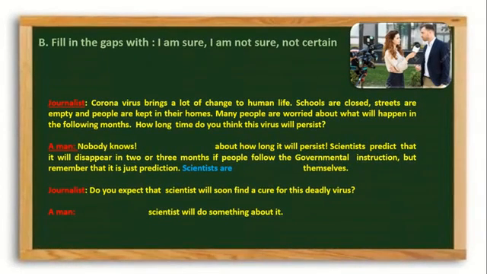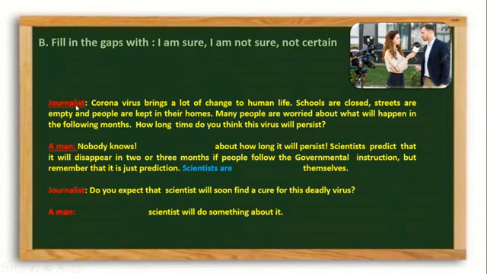So here, students, you are going to fill in the gap with one of these words. So you have three expressions. You are going to put them in their places. So here there is an interview, a journalist and a man, a normal person, a layman. He's not an expert or scientist. The journalist goes into the streets and asks people's opinion.